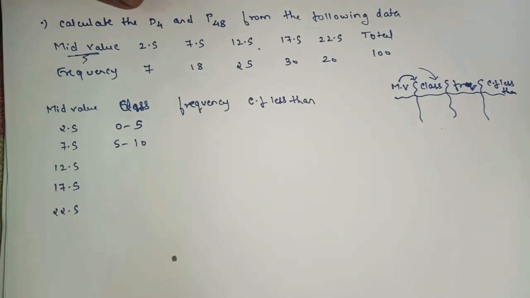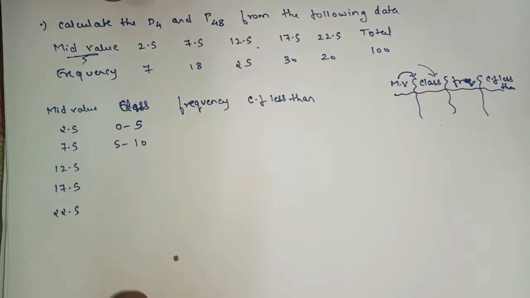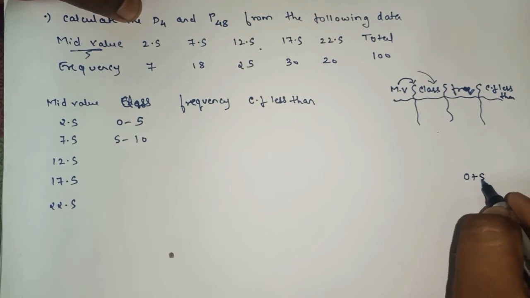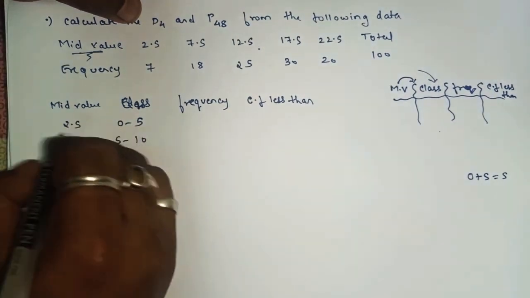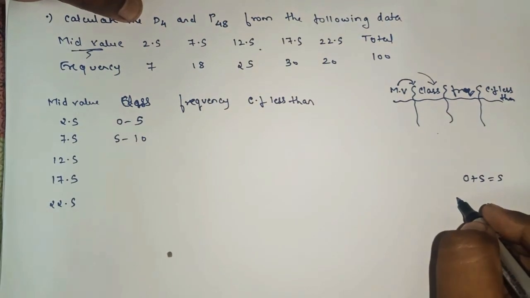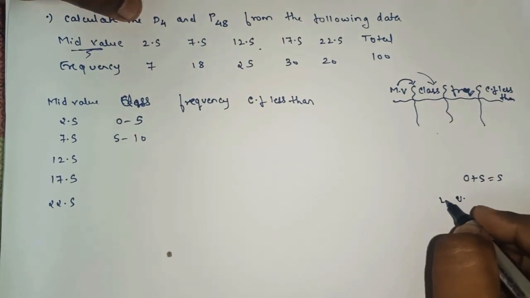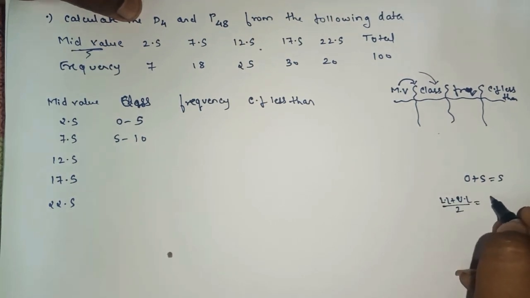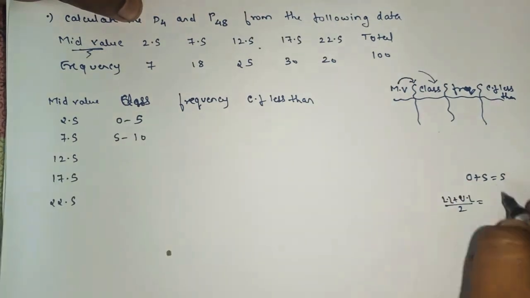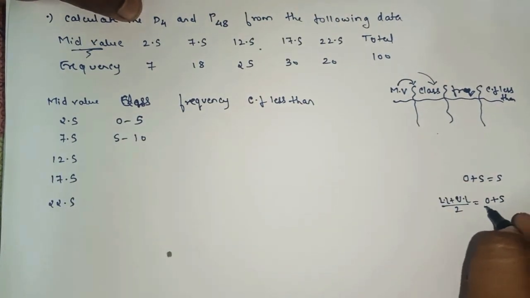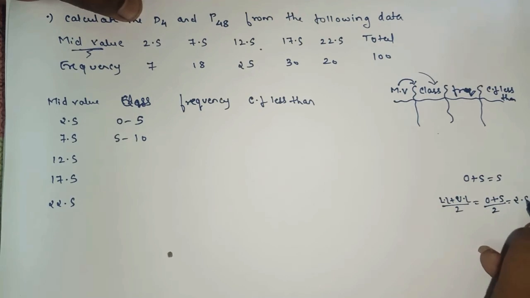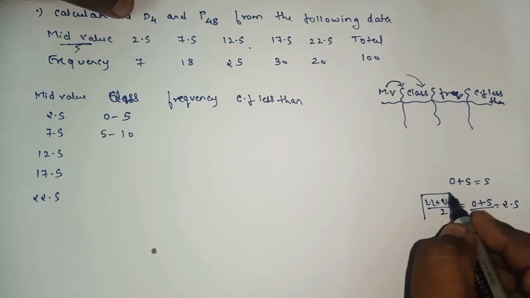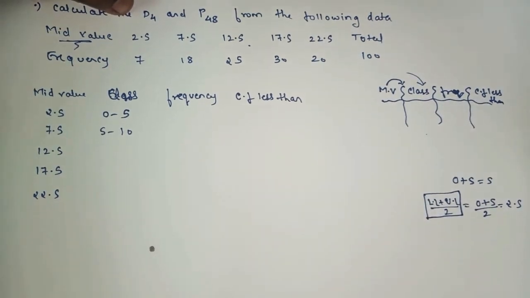Sir, how do you come to know that 2.5 exactly lies between 0 to 5? It is very simple, just add up and see. When you add these two numbers you will get 5. To find the midpoint there is one formula. The formula is lower limit plus upper limit upon 2, so you will get the class mark, the mid value. Your lower limit is 0, upper limit is 5, so divide by 2, 5 upon 2 you will get 2.5, yes or no. So using this formula we get the class mark.